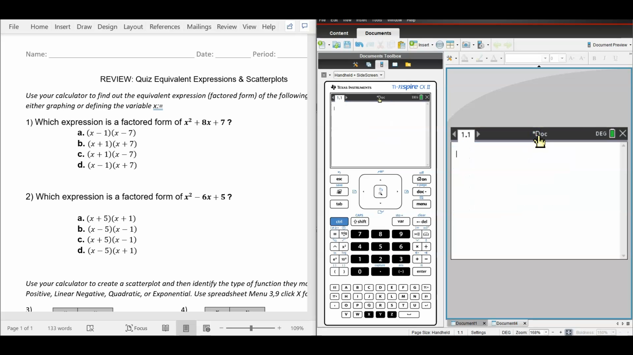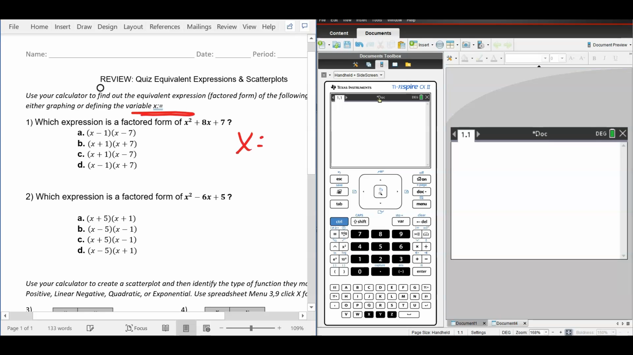So check it out. If you do a brand new document, it says up here what to do. I'm going to define x as 2. You can define it by whatever, but I like to pick 2. Okay, so here's what we're going to do. X define. Now, where's the define button? Look right here. Control. Next to 9 is the template button.